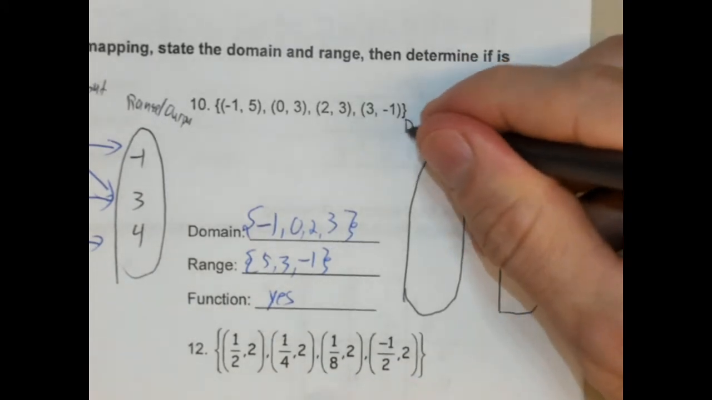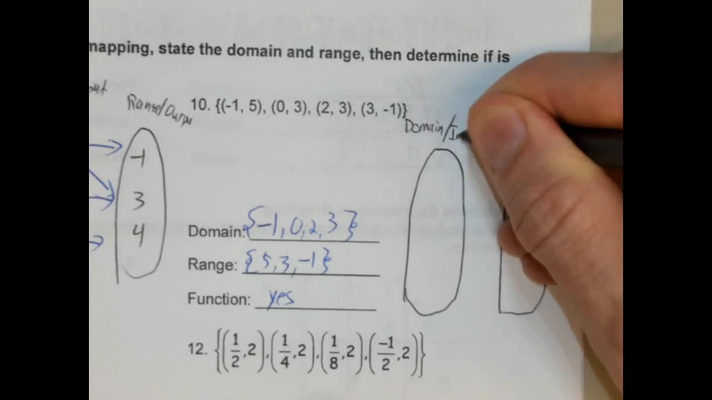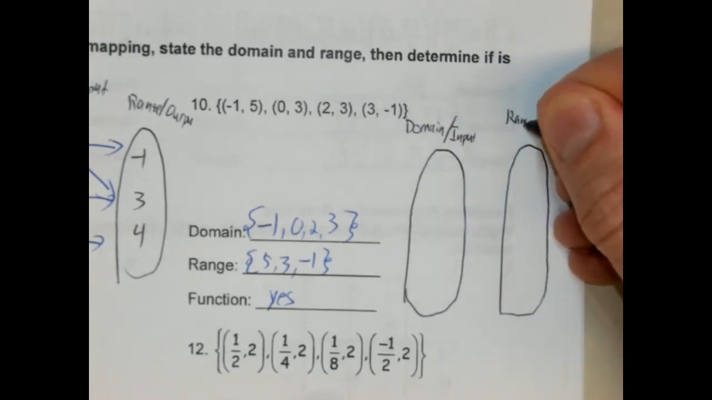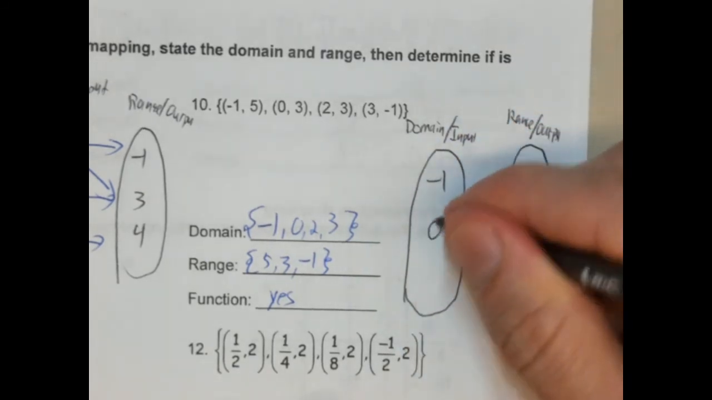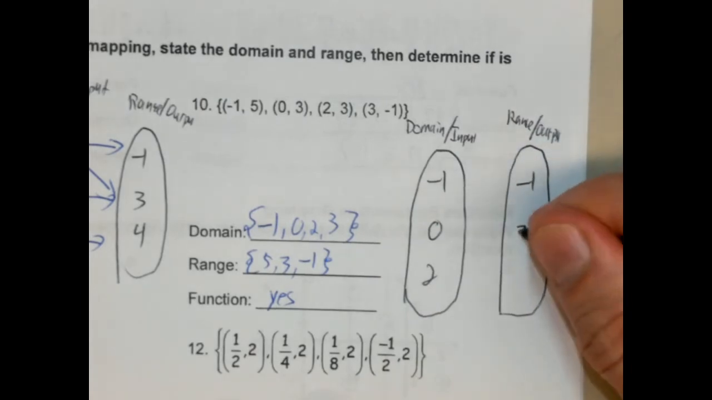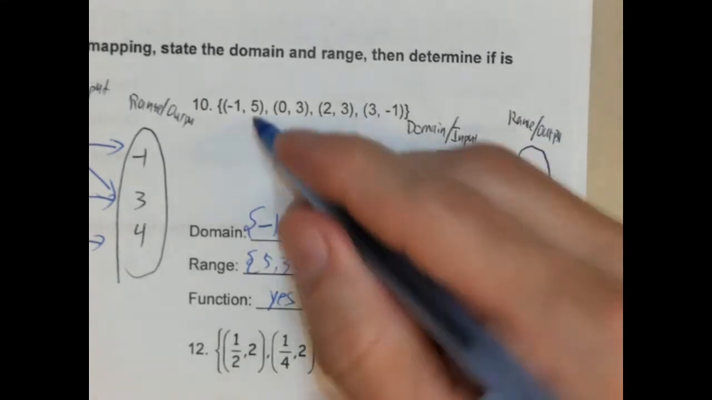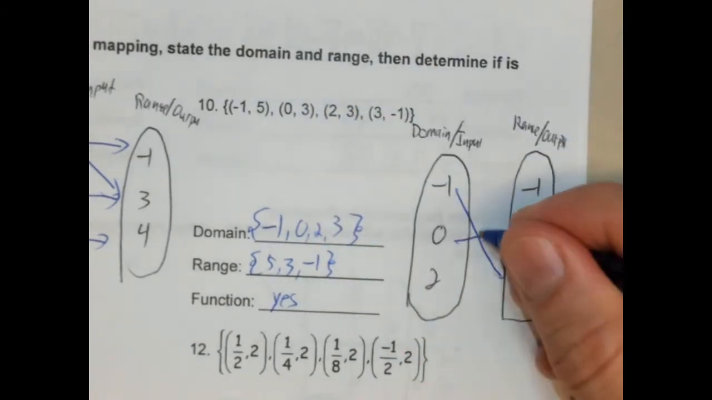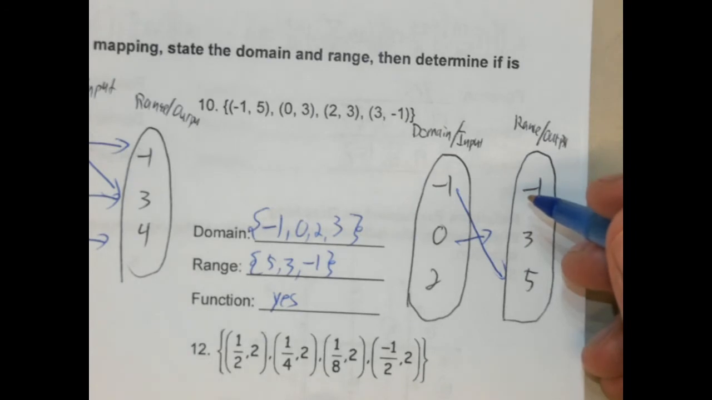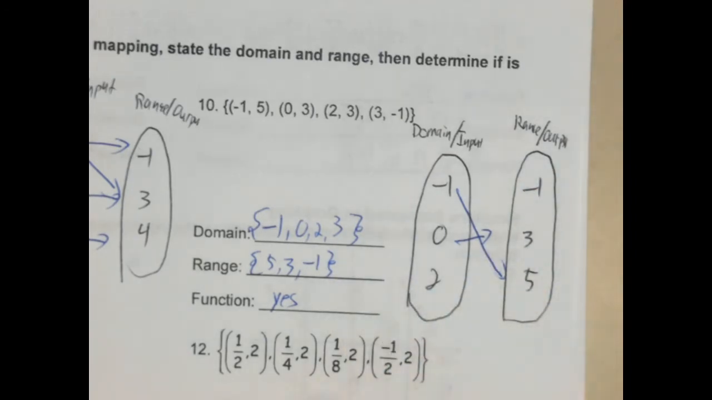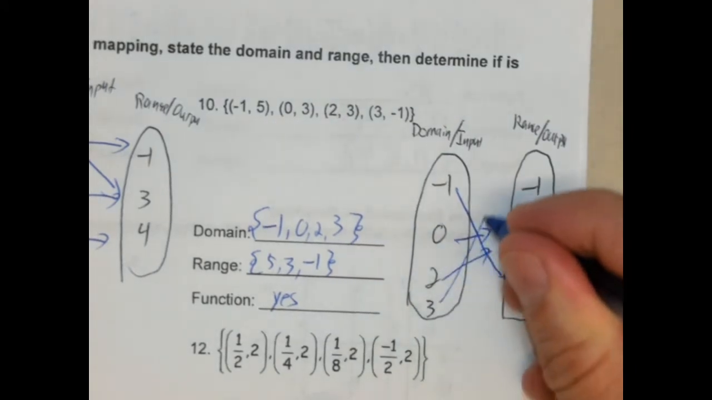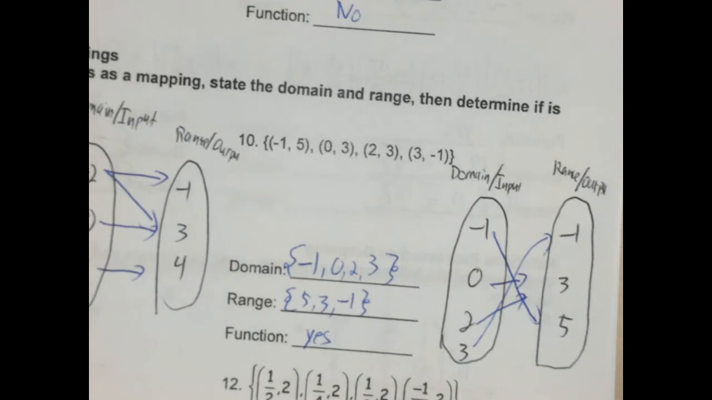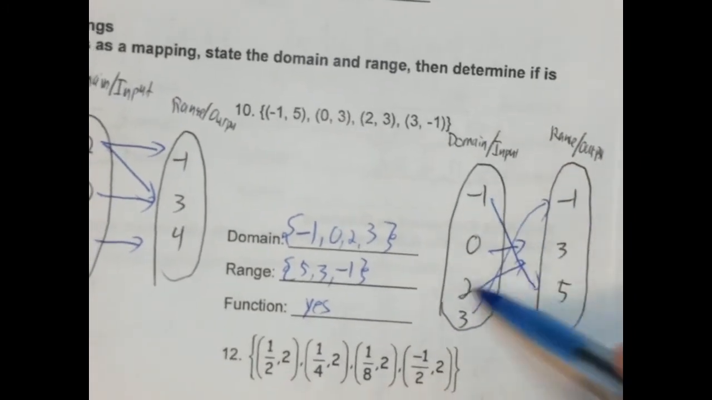Pretty tasty. Domain and input. Range and output. So we have negative 1, 0, and 2. Negative 1, 3, and 5. So negative 1 goes to 5. 0 goes to 3. Oh, I totally forgot one. There's a 3 here. I didn't even see the 3. 2 to 3, and 3 to negative 1. Okay. And you can tell it is a function because there aren't any x values with more than one arrow coming out of it.